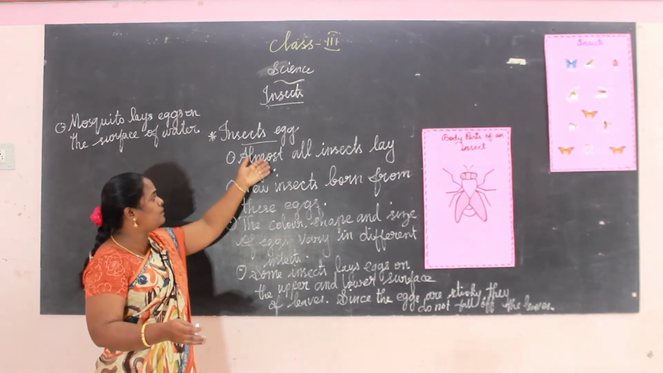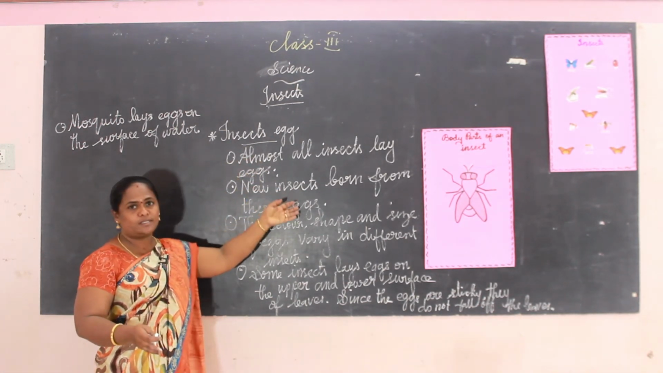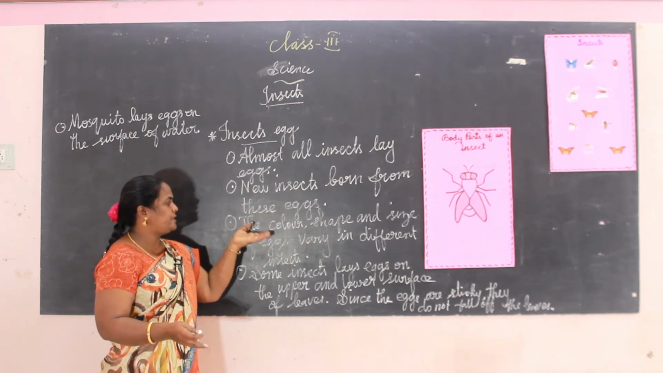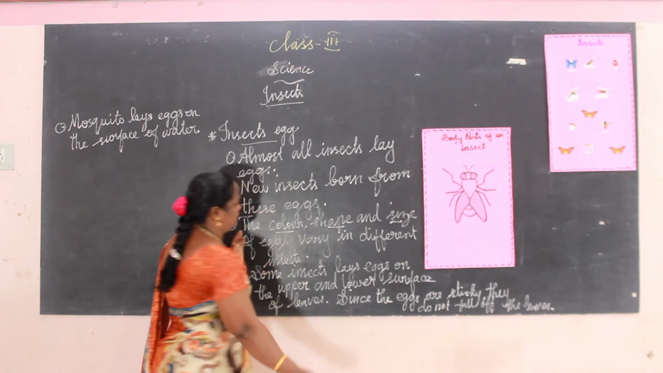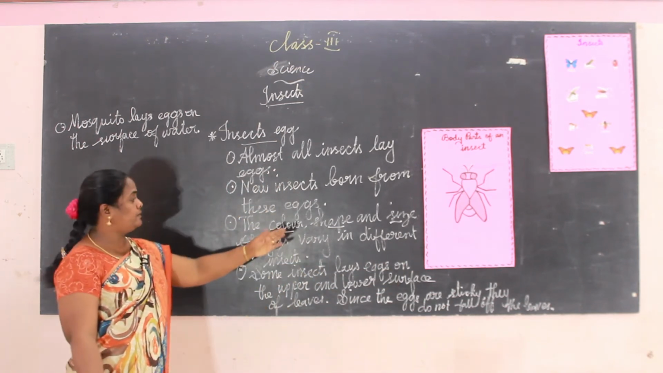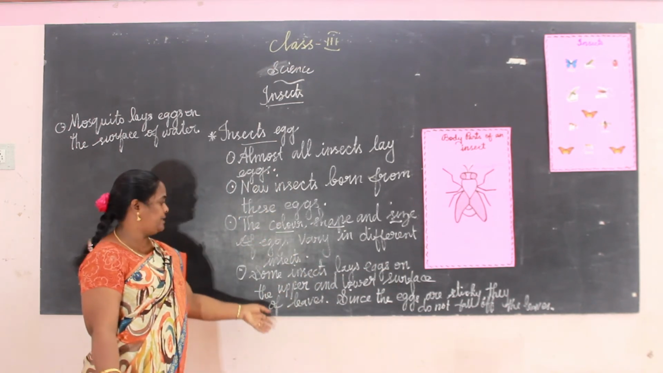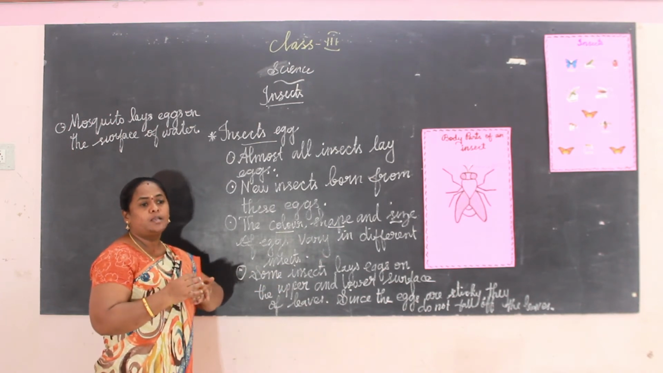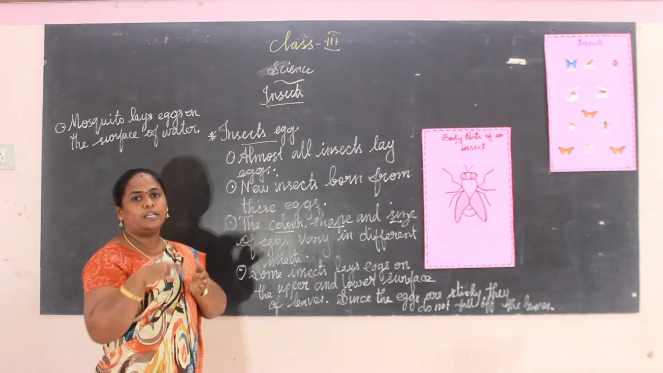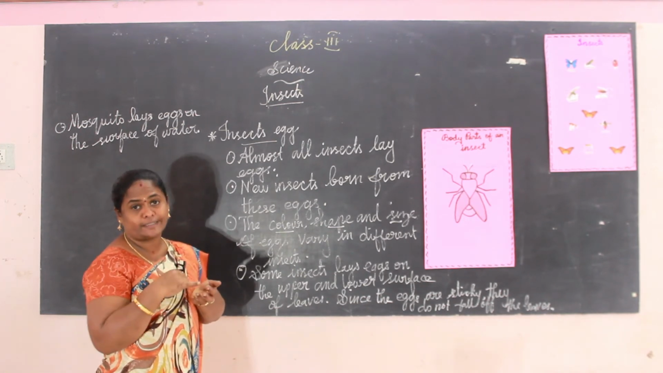So once again, almost all insects lay eggs. New insects are born from these eggs, and the color, shape and size of insects vary. The size of eggs varies in different insects, and some insects lay eggs on the upper and lower surface of leaves. We may have seen it ourselves, sometimes on the leaves there are dot dots. So that is the insect egg.